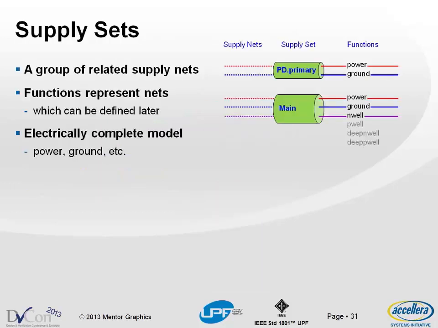So here's a supply set. A supply set is just a group of supply nets. And you can think of it as the bundle of wires that you're going to connect as opposed to individual wires. So it's kind of like an extension cord. It's got power, ground, and maybe neutral or something.